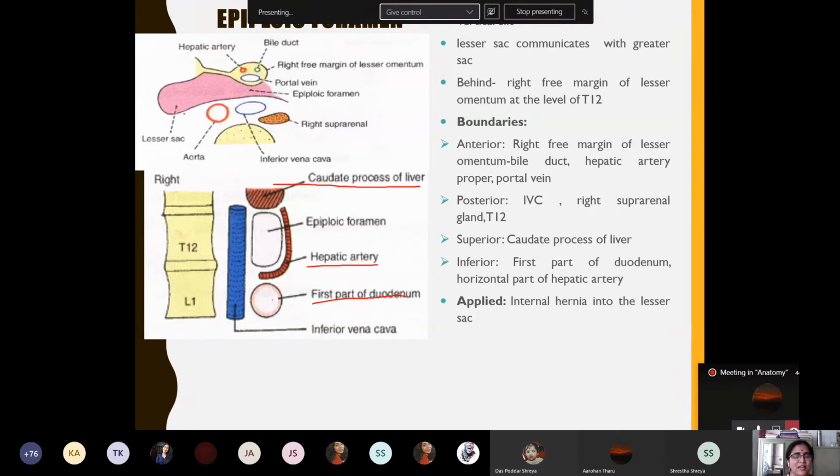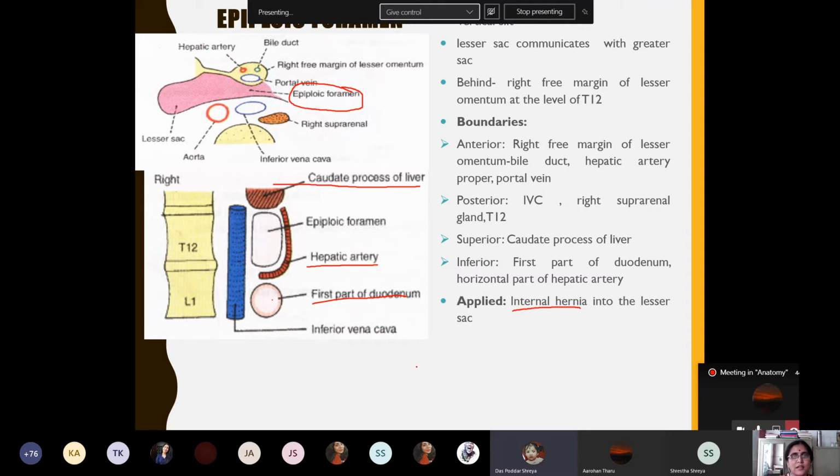And what is the clinical importance of this epiploic foramen? It acts as a communication between the greater sac and lesser sac, one point. Another point is that sometimes a loop of the small intestine may enter into the lesser sac from the greater sac, and the condition is known as internal hernia. So that is a very important clinical aspect associated with the lesser sac.